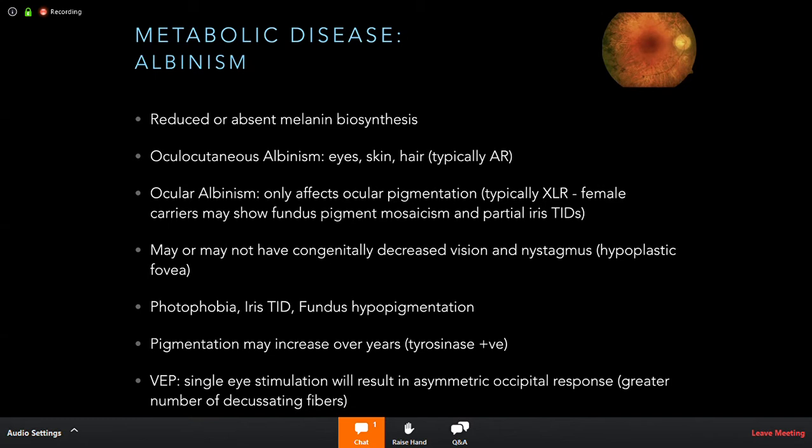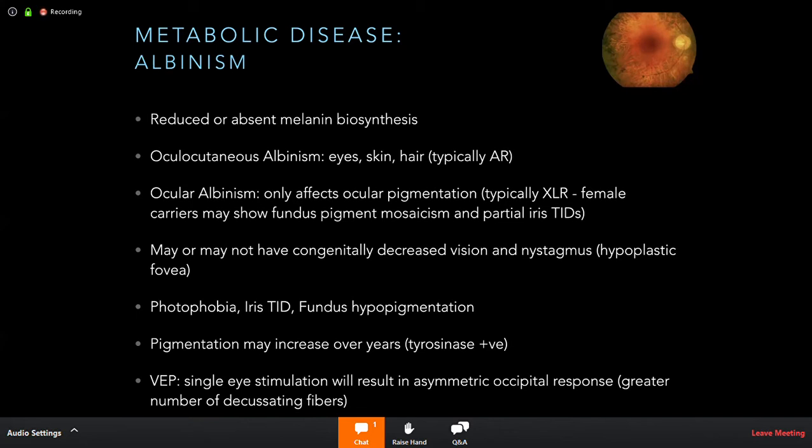Typically, it's X-linked recessive. And in this, few cases show some fundus pigment mosaicism and some partial iris TIDs as well. These patients may or may not have congenital decrease in vision and nystagmus. Typically, there'd be a hypoplastic fovea, if so. They may also develop photophobia, iris transillumination defects, and fundus hypopigmentation.